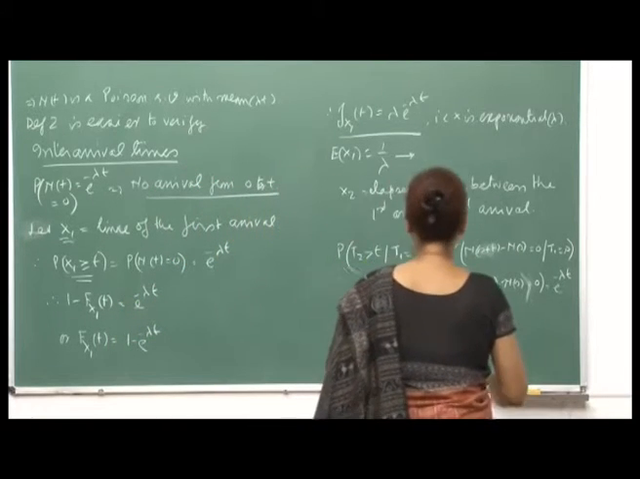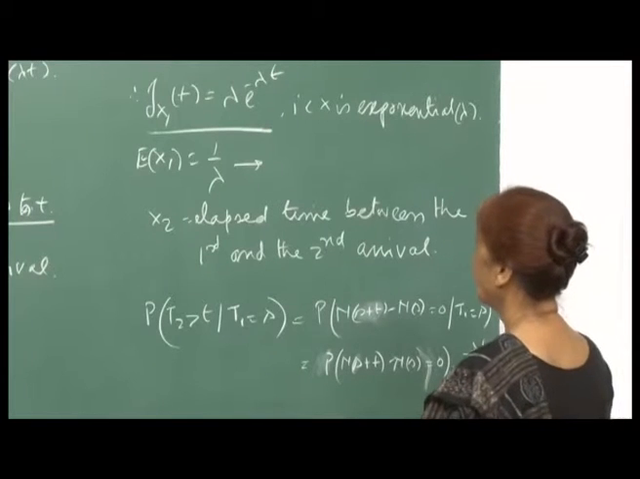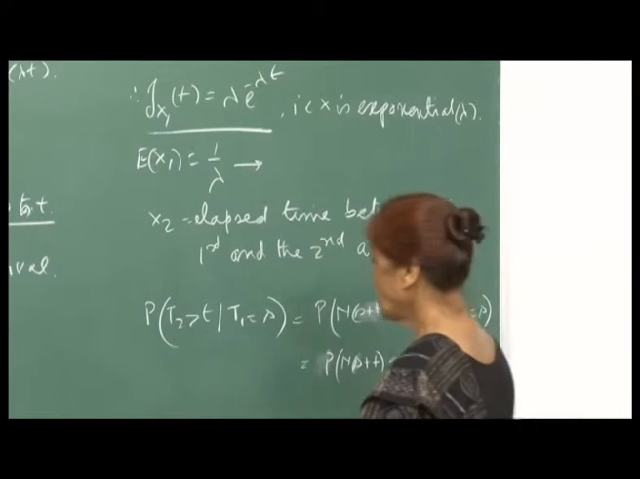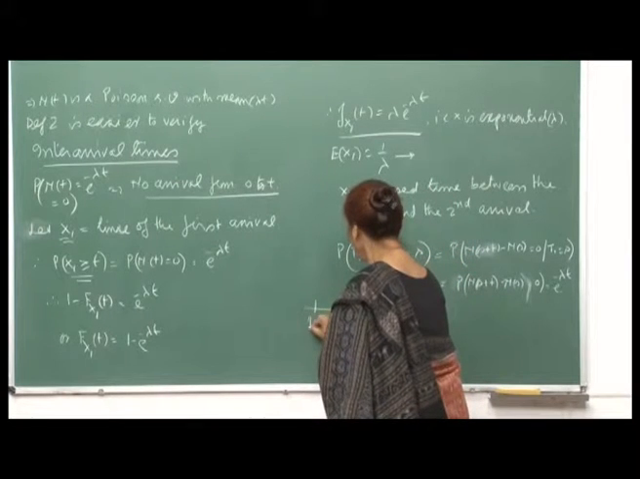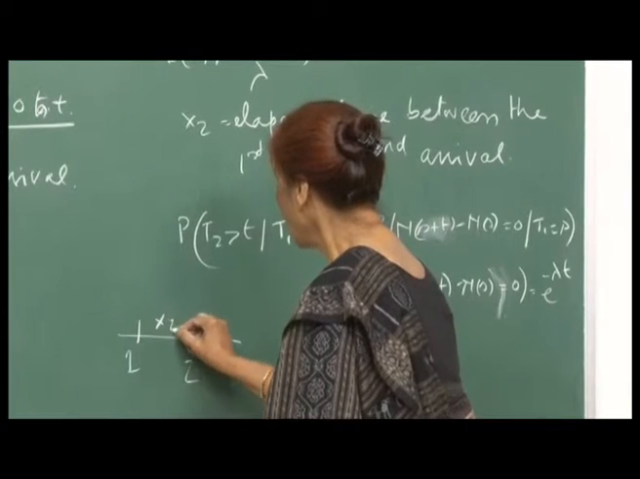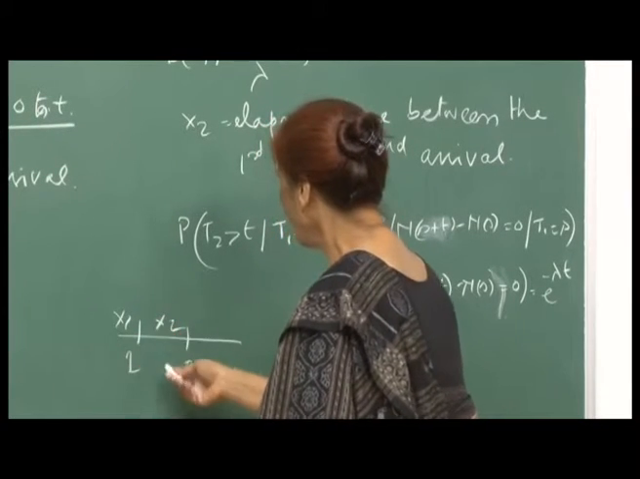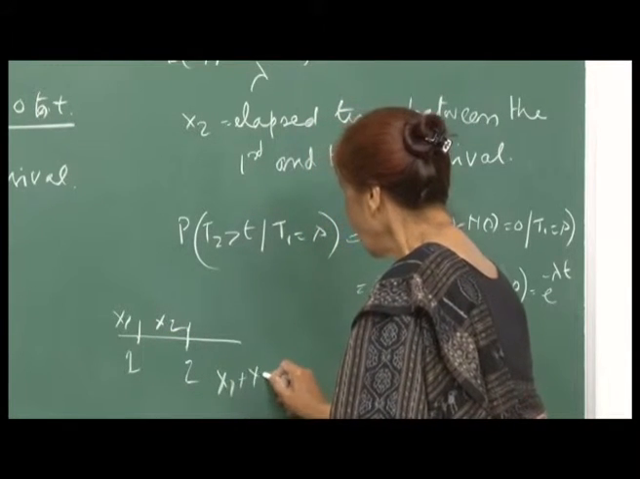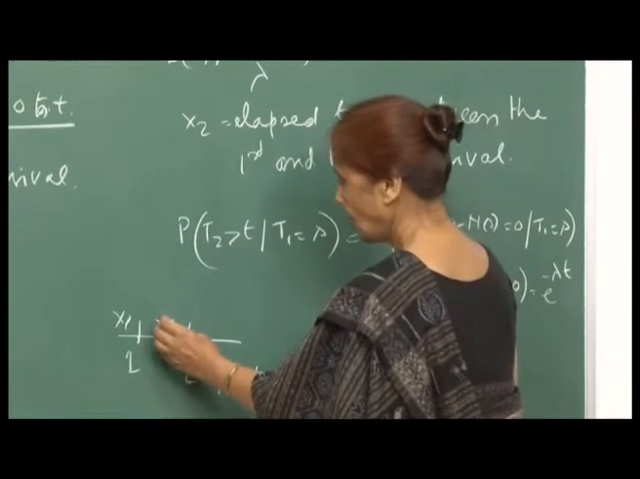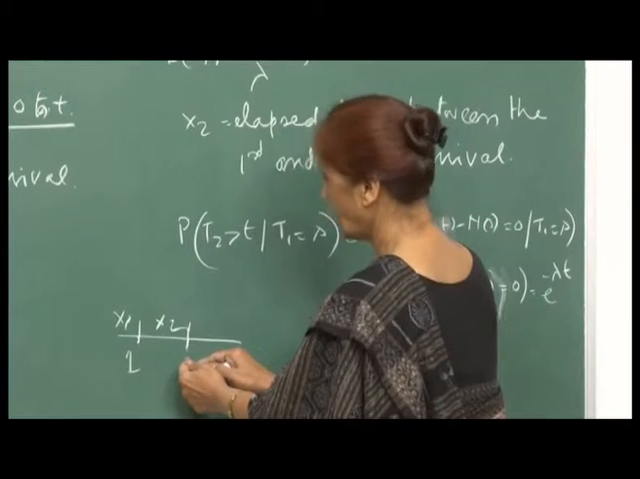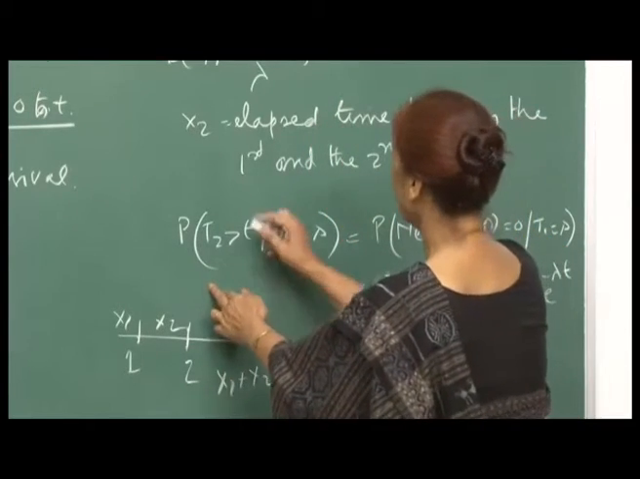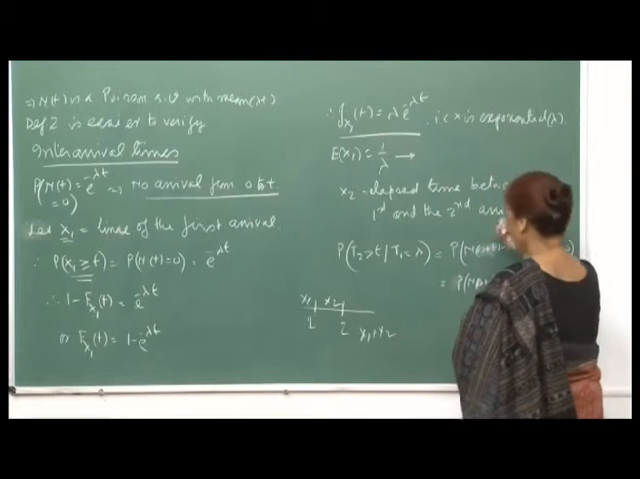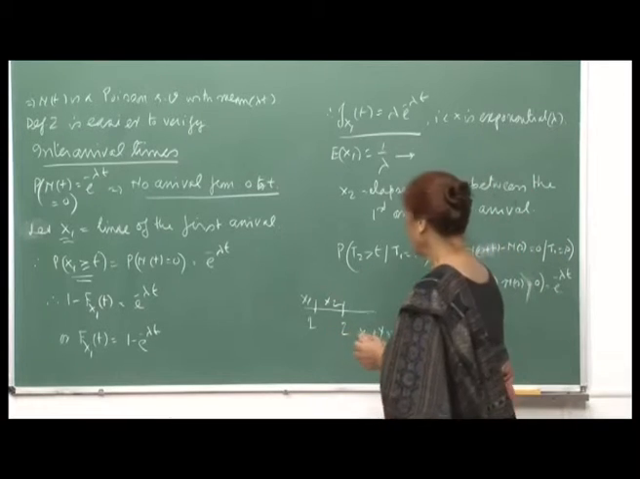But actually now if you look at X2 as the elapsed time between the first and the second arrival, that means the first arrival occurred here and the second arrival occurred here. So, I am calling this X2. If the time of the first arrival is X1, then the time of the second arrival will be X1 plus X2, because this is inter-arrival time. So, X2 is the time between the first and the second arrival, or occurrence. I keep calling it arrival, but it also means the occurrence.